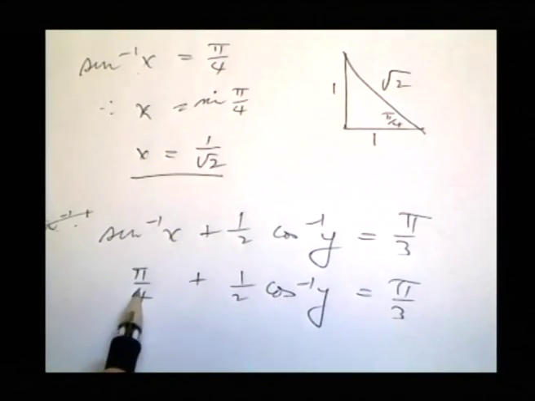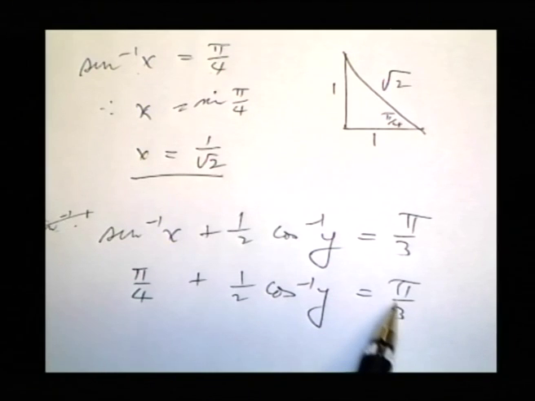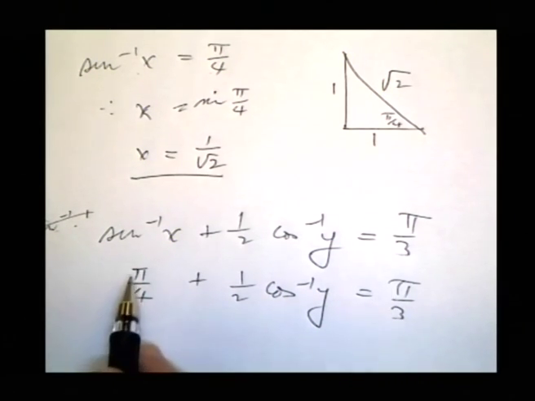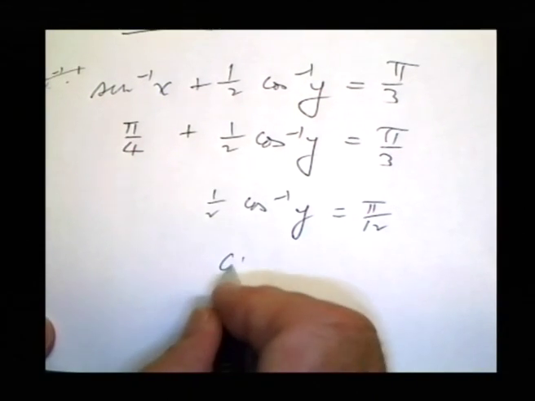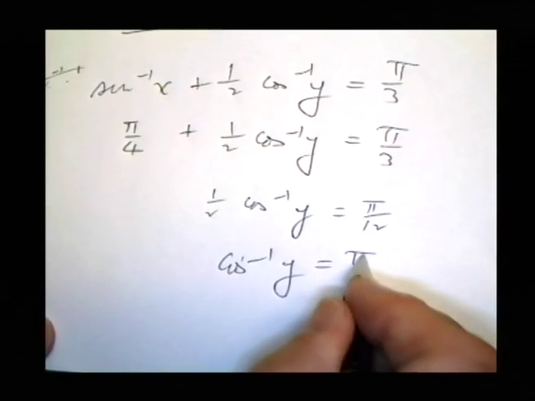Now here, you take pi over 4 from both sides. This side over here is 3 pi over 12. I think we multiplied top and bottom by 4 rather. 4 pi over 12, take away 3 pi over 12 becomes pi over 12, I think. And that's a half cos to the minus 1 of y. Multiply both sides by 2, and you get pi over 6.